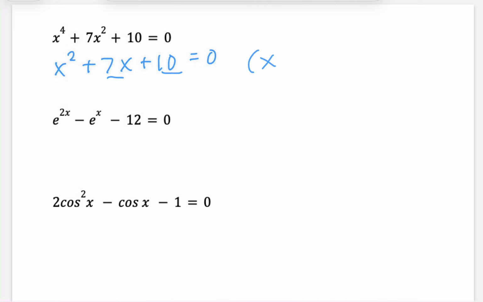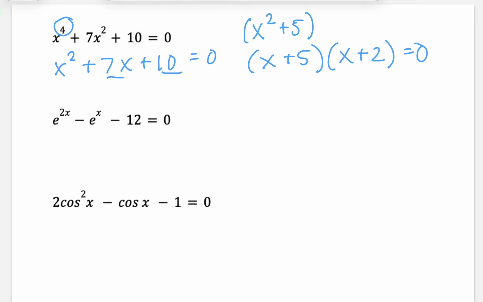So we know that this would factor to x plus 5 times x plus 2, and if we're factoring something to the fourth power, instead of x times x, we're going to get x squared plus 5 and x squared plus 2. So even though that's a fourth degree polynomial, we can factor it similar to a quadratic.